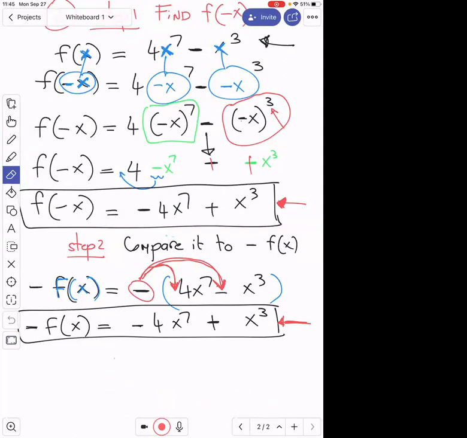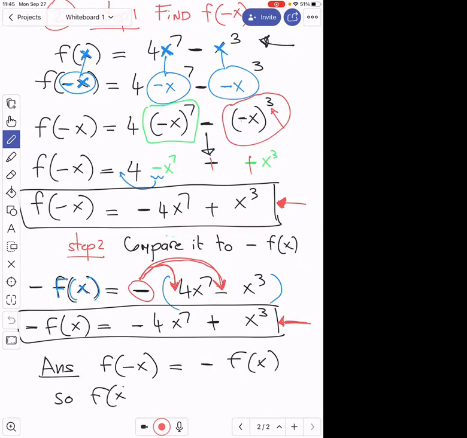So yeah, then the conclusion here is that f of -x is equal to this minus f of x. So f is odd, as expected, right? Remember, guys, we said that all the powers here are odd, so we expect f to be odd, right?